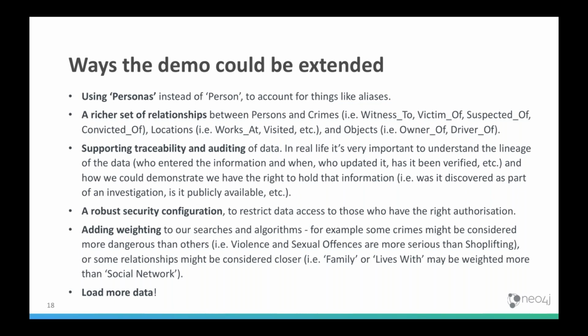So just in the examples we saw before, knowing someone through a social network might not be considered as strong a relationship as living with someone or being related to someone. So you might want to be able to weight those relationships as you follow them and follow the most important ones. And you might also want to weight certain offenses. So shoplifting might not be considered as serious an offense as a violent or a sexual offense, certainly in the context of the vulnerable individuals we saw before.